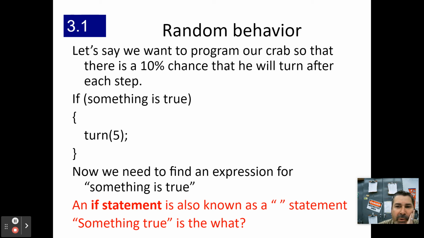Let's say we want to program our crab so that there is a 10% chance that he will turn after each step. Right now he just goes straight until he hits the edge of the world, and then he turns. We want to make it so that every now and then he turns. About every 10 steps he'll probably turn a little bit. We're going to use an if statement to do that. So we write some code like this: if something is true, turn 5.